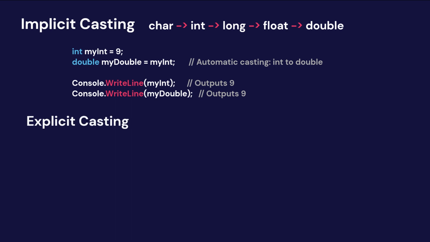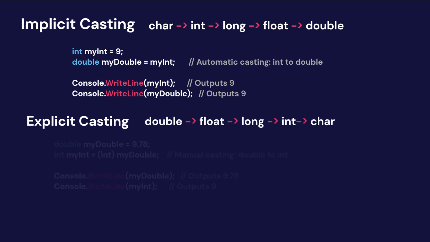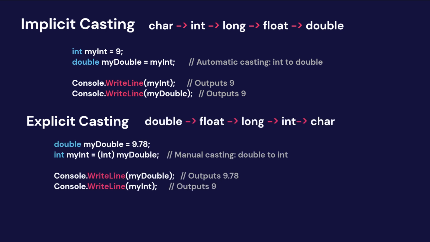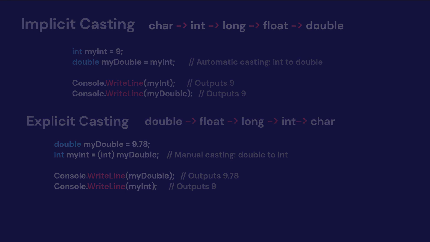Explicit casting must be done manually by placing the type in parentheses in front of the value. In this example we are doing manual casting, double to int.